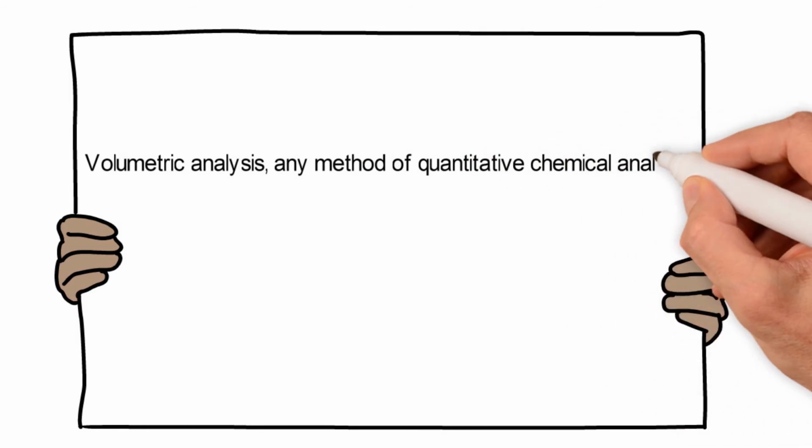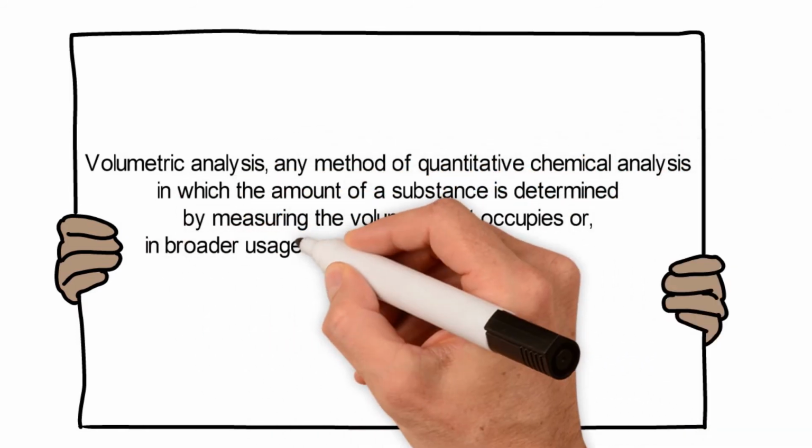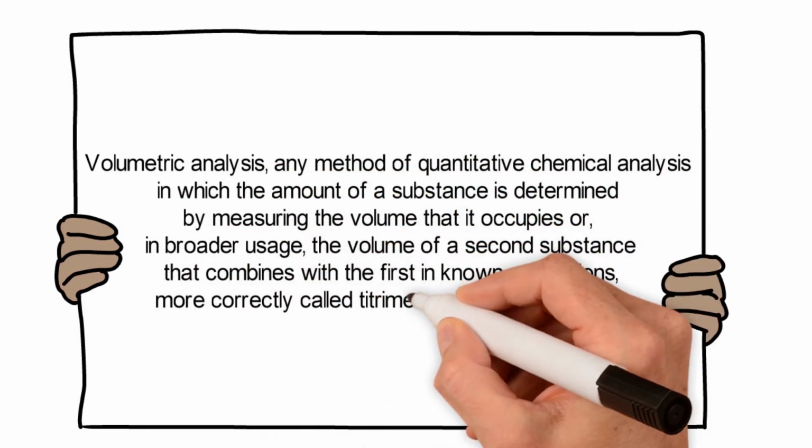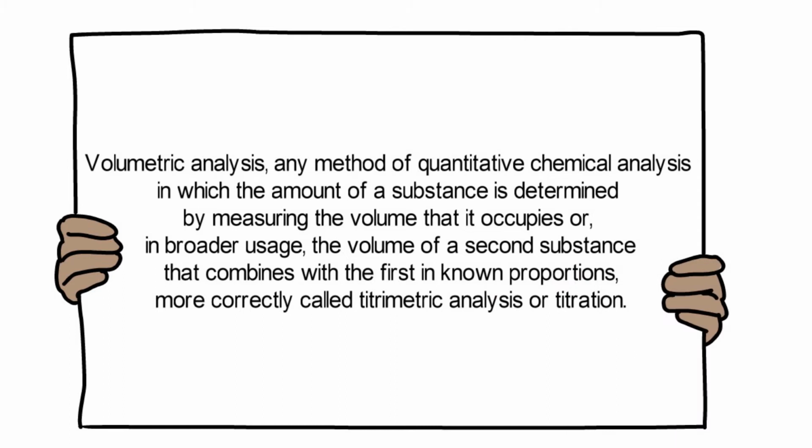As you can read on the screen, we can more specifically define volumetric analysis as any method of quantitative chemical analysis in which the amount of substance is determined by measuring the volume that it occupies, or in broader sense, the volume of second substance that combines with the first in known proportion, more correctly called titration.